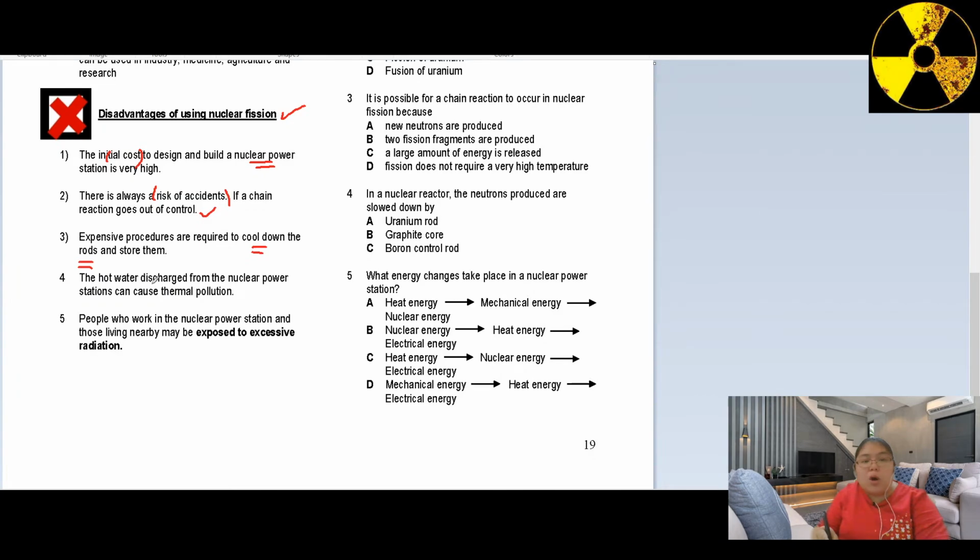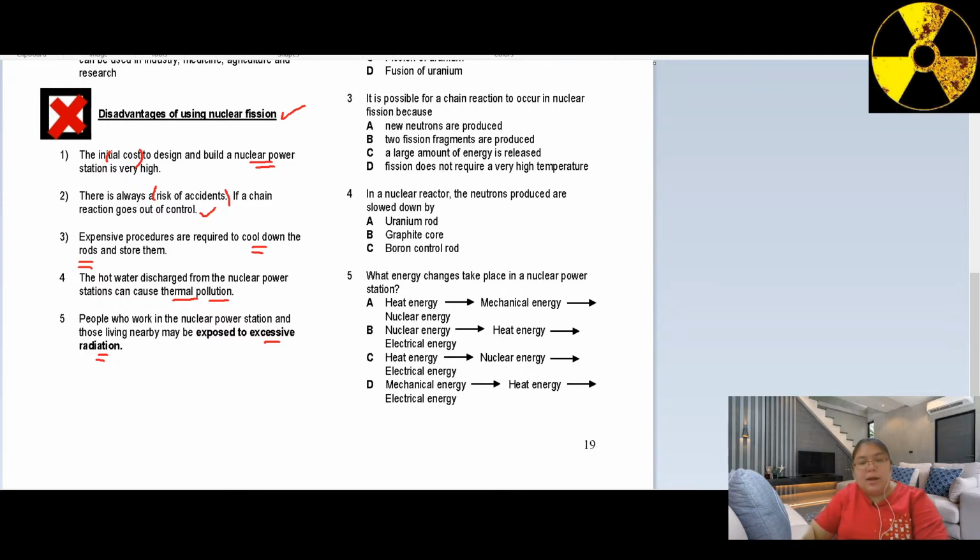Okay, now the hot water discharged from the nuclear power station can cause thermal pollution. When the water flows to the river or to the sea, it produces thermal pollution, because the water that comes out is at too high a temperature. Number 5, the people that work in the nuclear power station, and those living nearby, are exposed to excessive radiation. If you stay nearby, and also you work there, you will be exposed to more radiation.